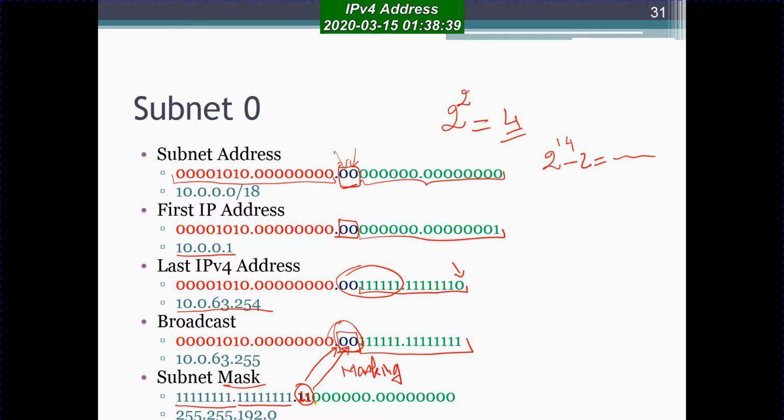Which means that all those bits that are left equal to 0 in the subnet mask simply point to those bits which belong to the host address field in the network address or IP address. And we convert the subnet mask back to decimal. It is then 255.255.192.0. So the same subnet mask will apply to all subnets.